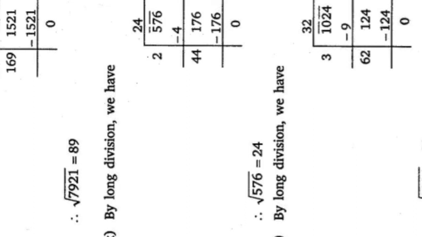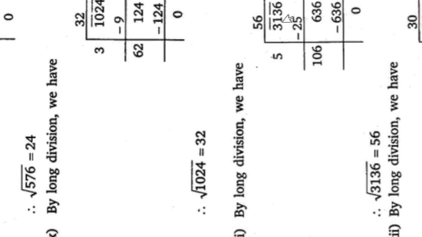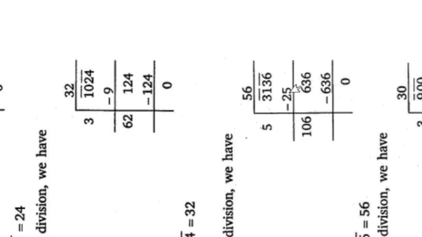So next one, 3136. Here nearest square is 25. So 5 5s are 25. 31 minus 25 is 6. This 36 we will put down. Now 5 plus 5, same number you will add here. 5 plus 5 is 10. So with 10 you put such a number that multiplication with the same number gives 636. So 106 6s are 636, so here we will put 6. So 636, here is 0 and our answer is 56. So square root of 3136 equal to 56.